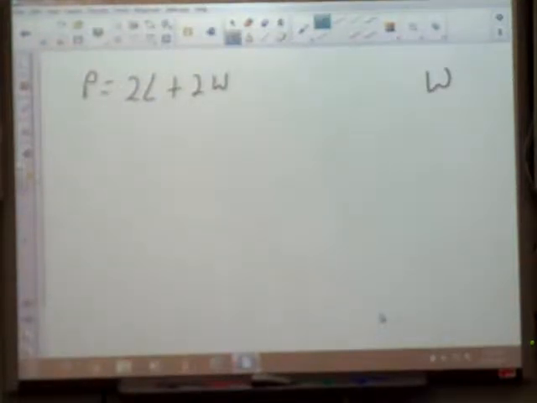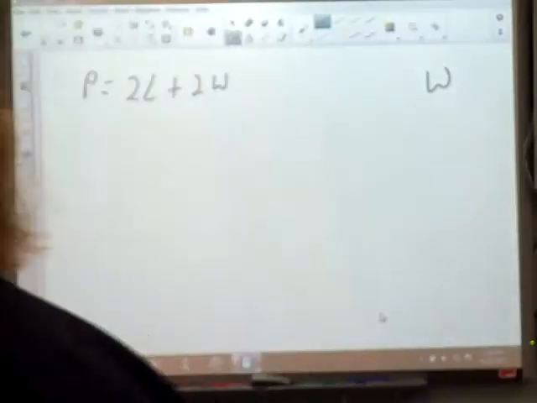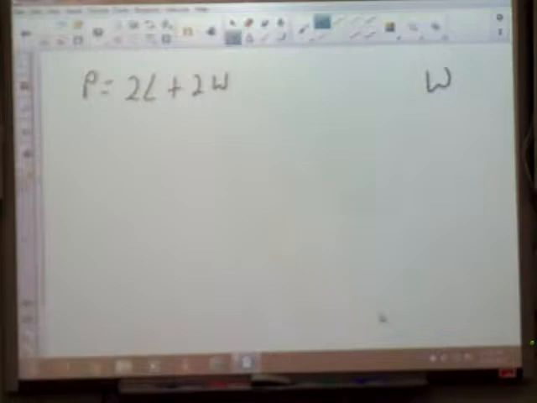All right, so solving for W, that means we want to isolate the W. We want that variable to be all up by itself on one side of the equal sign. In most of these cases, my first job is going to be to get rid of whatever's being added or subtracted to my designated variable. So in this case, it's the 2L. How do we make a 2L go away?